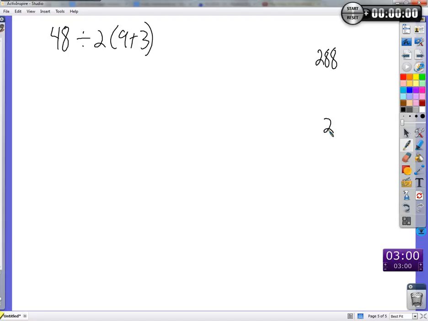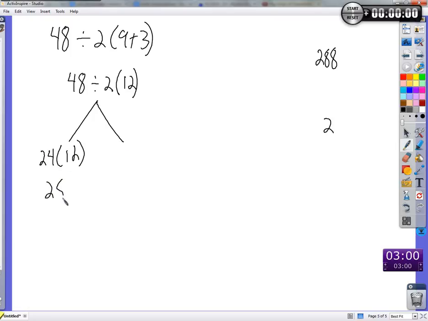And so the way that you can get the two different answers is, I think most people will add the 9 and the 3 together first, and most people do that, so we'll do that. 2 times 12. So the difference between getting 288 and getting 2 is this. 288 is like this. 48 divided by 2, 24 times 12, 288. So how do we get 2? Multiply 2 by 12. 48 divided by 24. 48 divided by 24 is going to be 2.